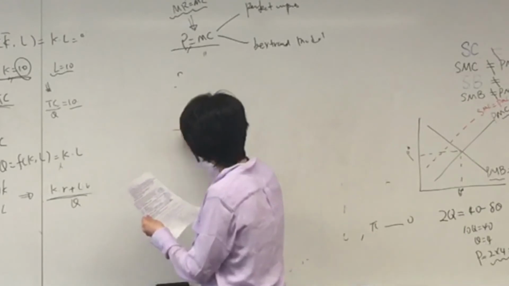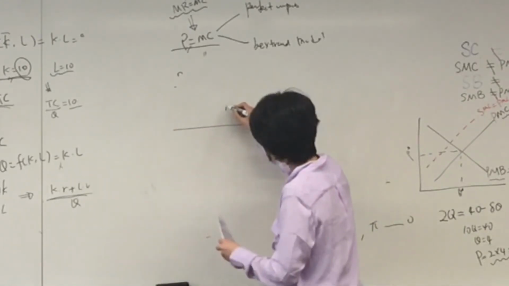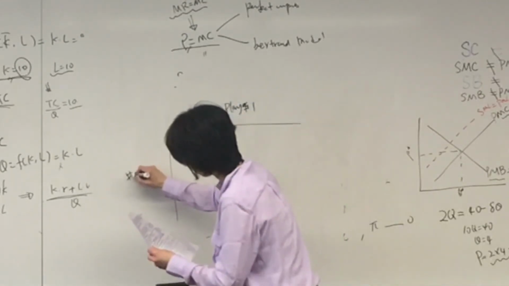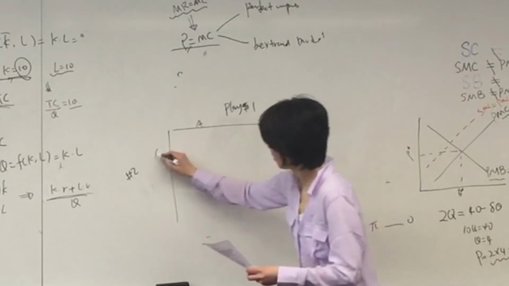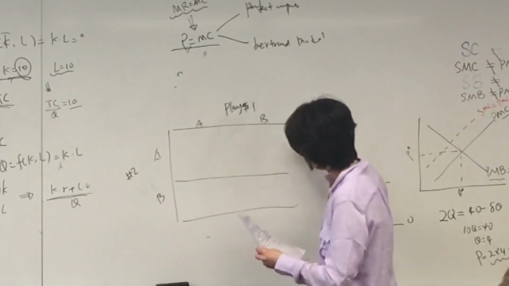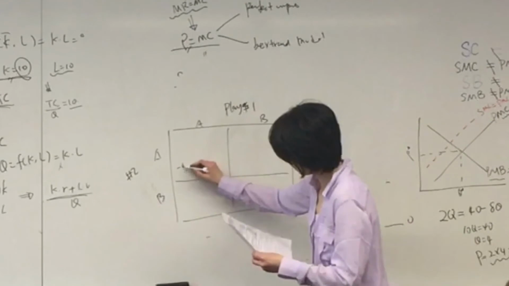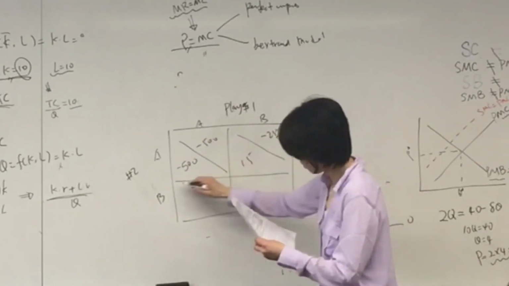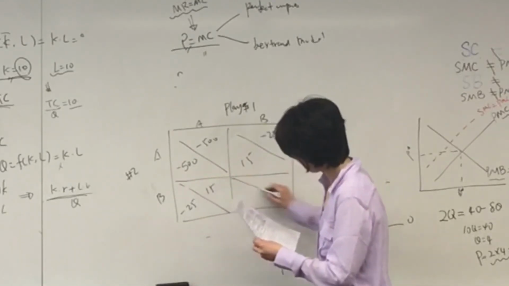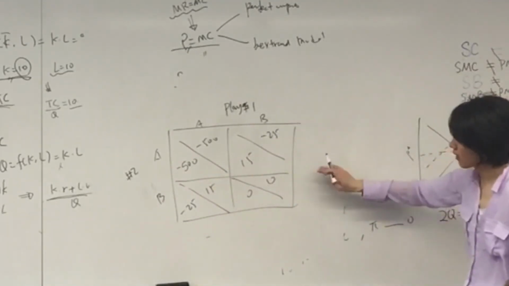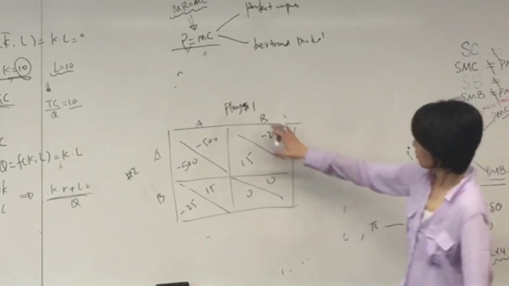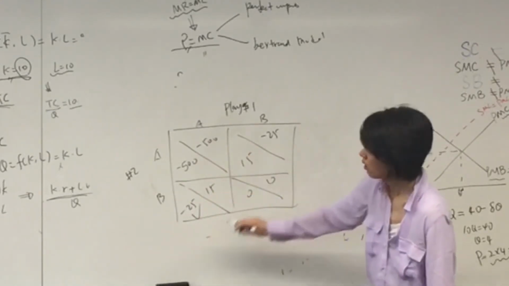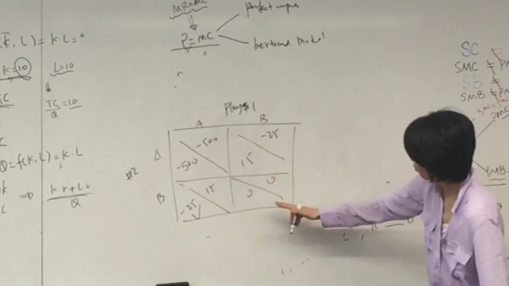Player number 1, player number 2, and strategy A, strategy B, strategy A, strategy B. This is negative 5, 15, negative 25, negative 25, 15, 0, 0. Okay. So how to find Nash equilibrium? If player 1 chooses A, player 2 will choose B. Right? Player 1 will choose B, player 2 will choose A.